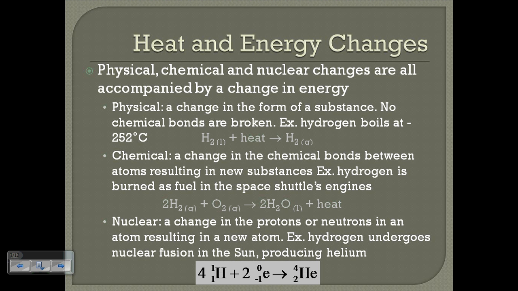In a chemical change, the chemical bonds are broken between atoms, and new bonds are formed to create new substances. So the example here is hydrogen can be burned as a fuel in the space shuttle's engines. So in this case, when that happens, obviously energy is released in the form of heat. You could feel the heat from the burning. And then a nuclear reaction is a change in the protons or neutrons in the nucleus of an atom, and that results in a new atom. So for example, hydrogen undergoes nuclear fusion in the sun that produces helium. So there are 3 examples there.